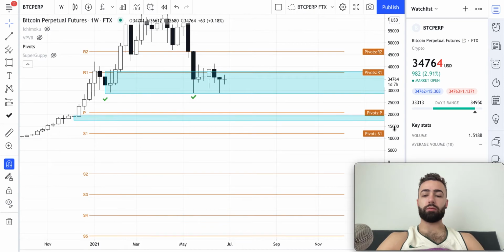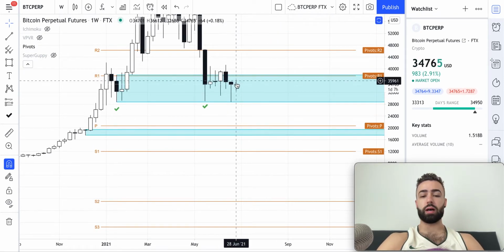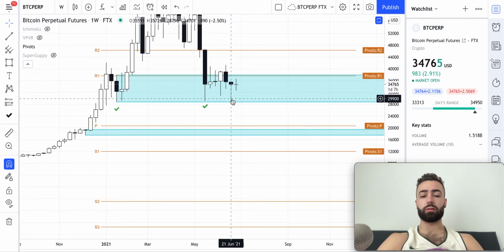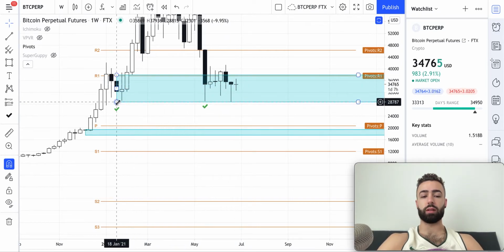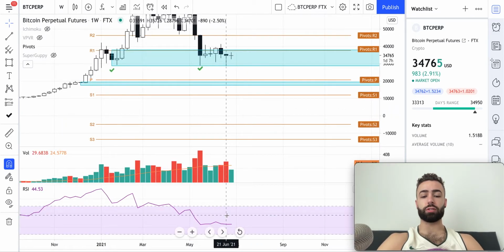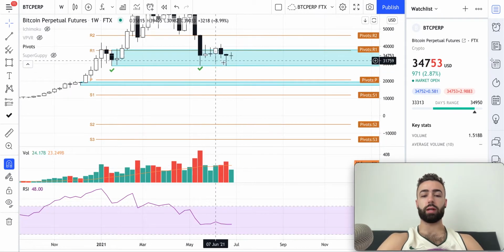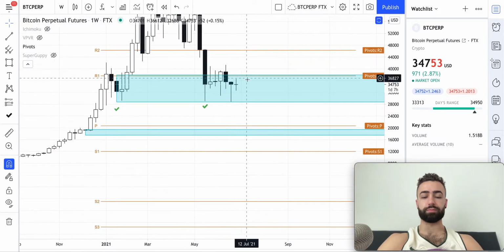So on the weekly time frame right now, we don't have really any follow through from the bulls on this liquidity grab that we had below this low and this low, as well as the bullish divergence that we had right here from a higher low in the RSI, but a lower low in the price action.